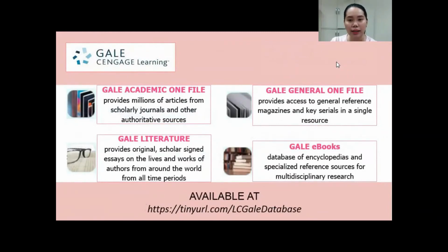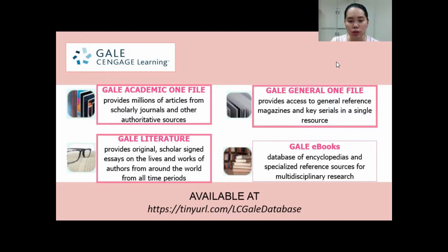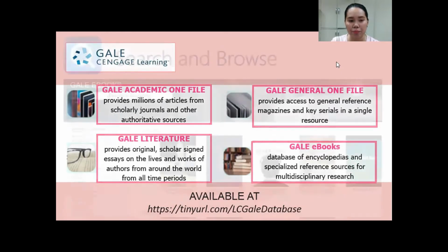Gale database provides access to various databases. I suggest that when using Gale, you have to select the database depending on your information need. If you need scholarly journal articles, choose Gale Academic One file. If you need essays on the lives and works of authors, choose Gale Literature. If you need reference magazines, choose General One file. If you need reference sources, choose Gale eBooks.